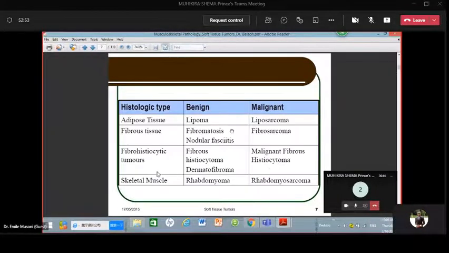For example, you can have some histological types. Adipose tissue: benign, you can have lipoma, malignant, liposarcoma. Fibrous tissue, you can have fibromatosis and nodular fasciitis. And when it is malignant, it is fibrosarcoma. This is what we call fibrohistiocytic tumors, you can have benign fibrous histiocytoma or dermatofibroma, whereas malignant, you can have malignant fibrous histiocytoma. Skeletal muscle, the benign is rhabdomyoma, and the malignant is rhabdomyosarcoma.